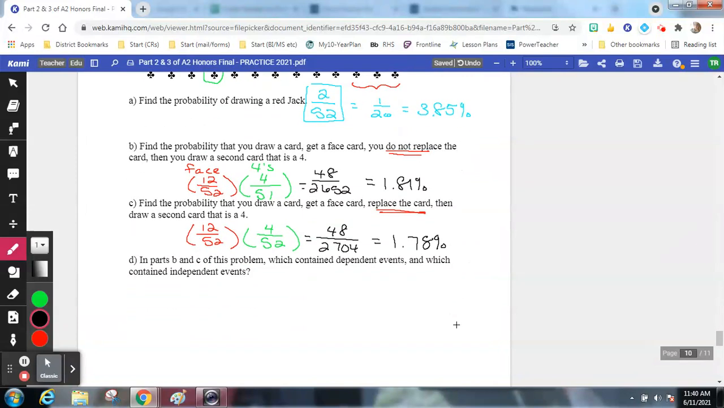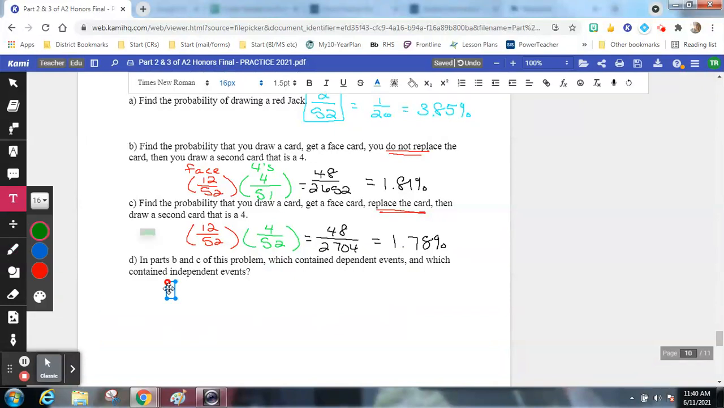And lastly, in part D, it says which were dependent and which were independent events. So part B was your dependent because you kept a card and you changed the total.